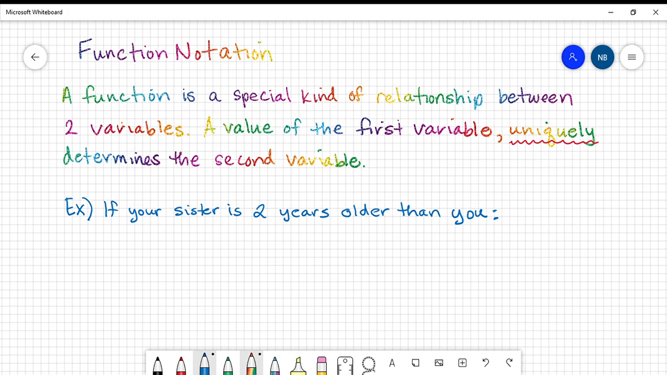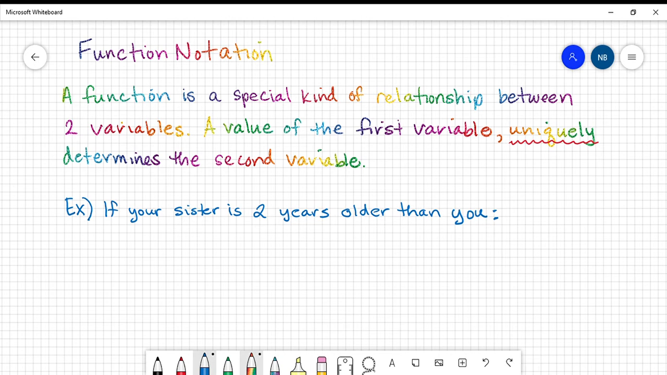This video is about function notation. As we saw in the last video, a function is a special kind of relationship between two variables. This relationship is identified when you see that a value of the first variable uniquely determines the second variable. Now, typically we say that x is the first variable and y is the second variable. So y is uniquely determined by the value of x.